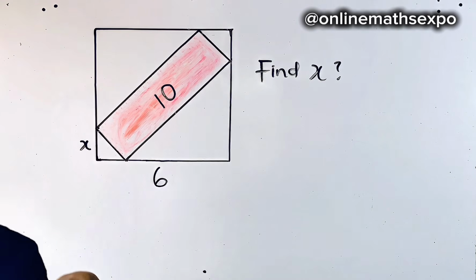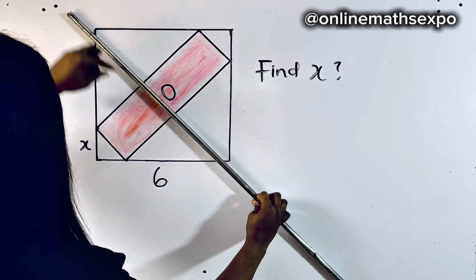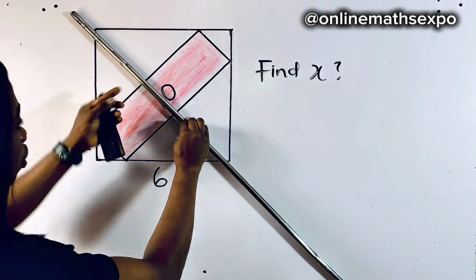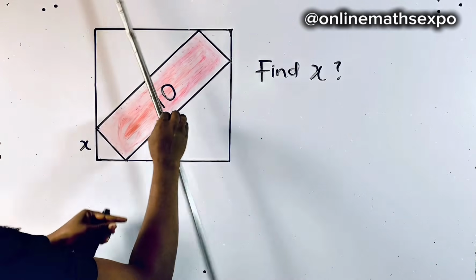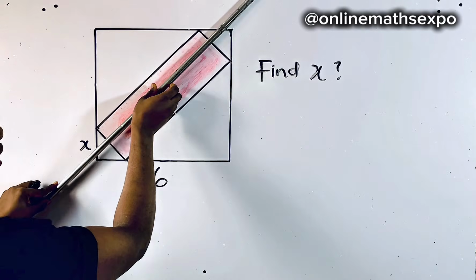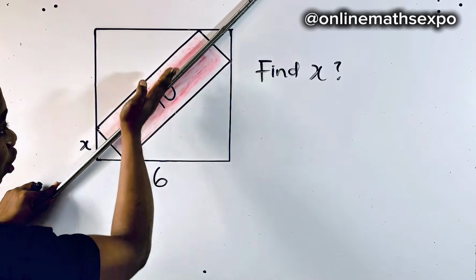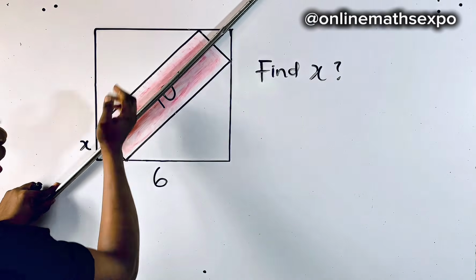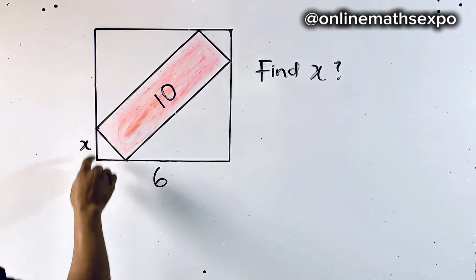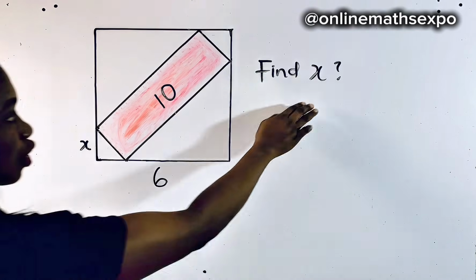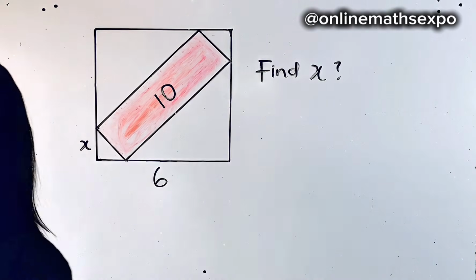Let me show you. Place it this way. You observe that the length here is the same as what is here. And if you also do it this way, this part of the rectangle is the same as what you have here. And we are also told that this length here, from here to here, measures x units. The question is, find this x.